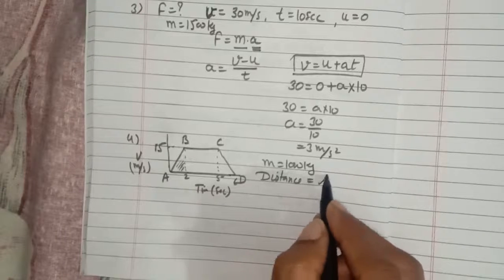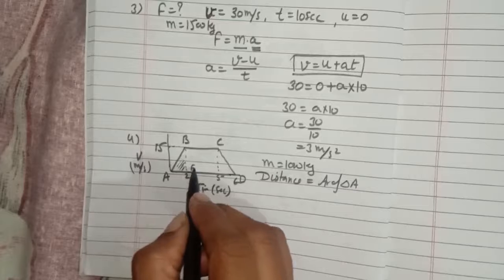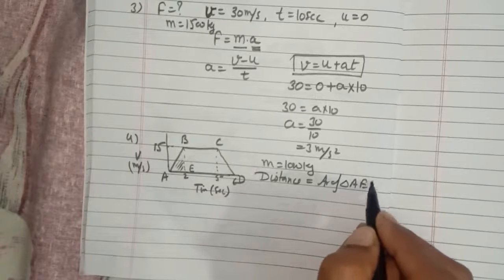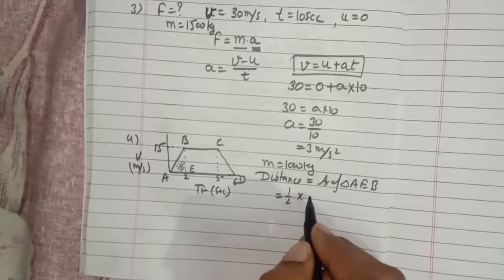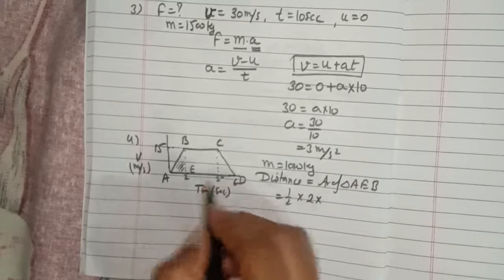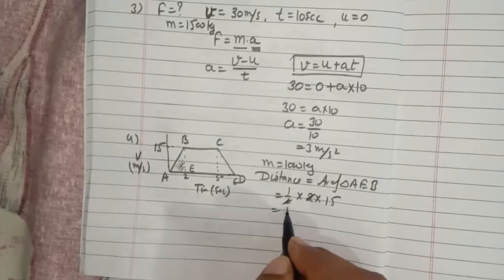So we will say like this, distance covered by the car is equal to the area of triangle AEB, and the area of a triangle is 1 upon 2 into base into height. The base is how much? It is 2, and the height is how much? It is 15. So distance covered is how much? It is 15 meter.